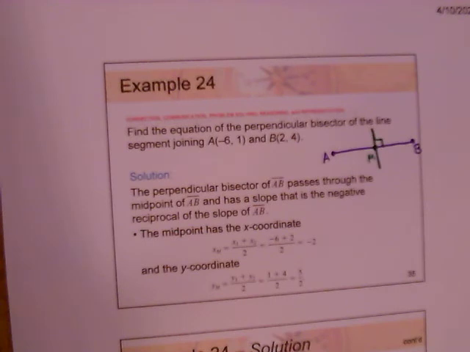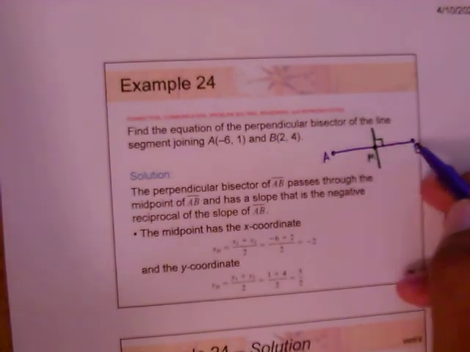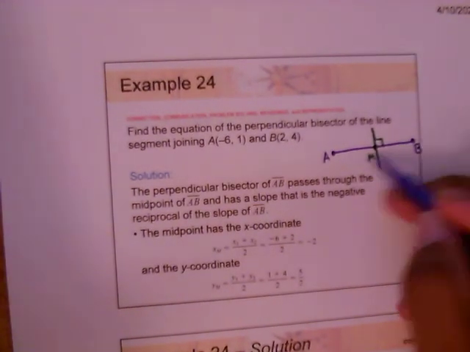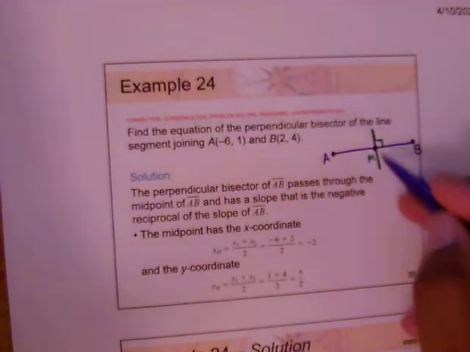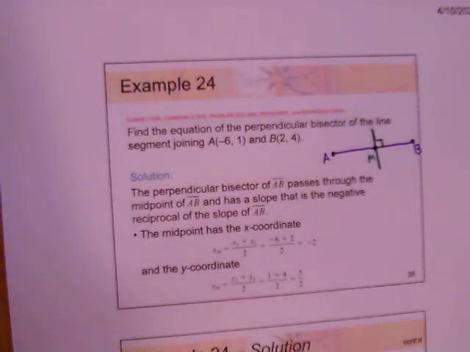So here the perpendicular bisector passes through the midpoint of AB and has a slope that is the negative reciprocal of the slope of AB. So if we know what the slope is for line segment AB, then the perpendicular line will have to have a slope that is a negative reciprocal of that. So first of all, we find the midpoint.